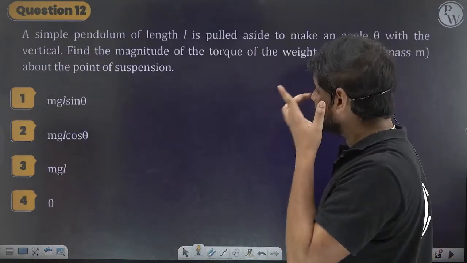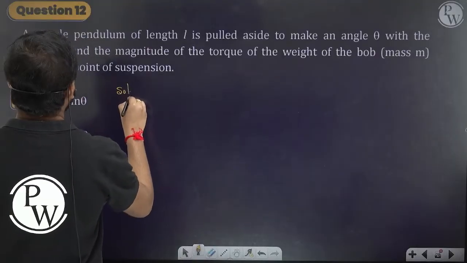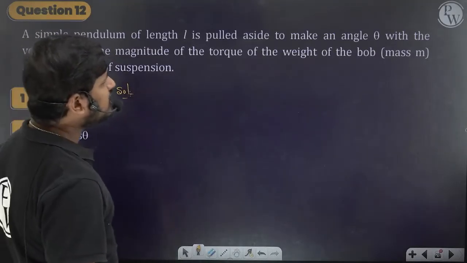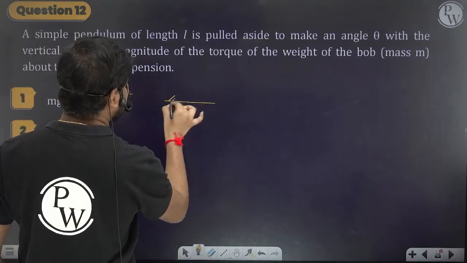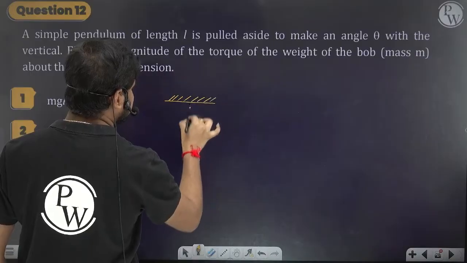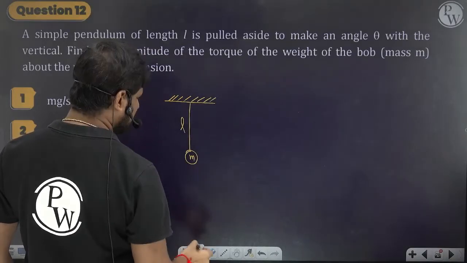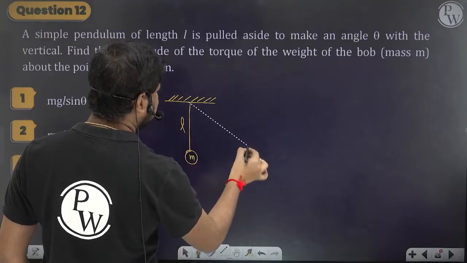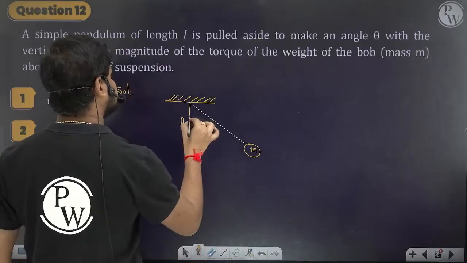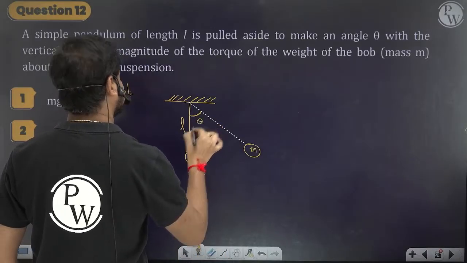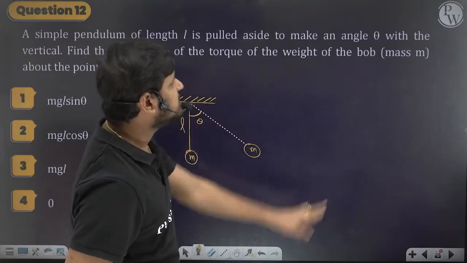Let's take the next one. What does the question say? A simple pendulum of length L is pulled aside to make an angle theta with the vertical. Let's suppose initially the simple pendulum is like this, having some mass m and length L. Now it is pulled aside to make some angle theta, on this side, guys. Then find the magnitude of the torque of the weight of the bob.